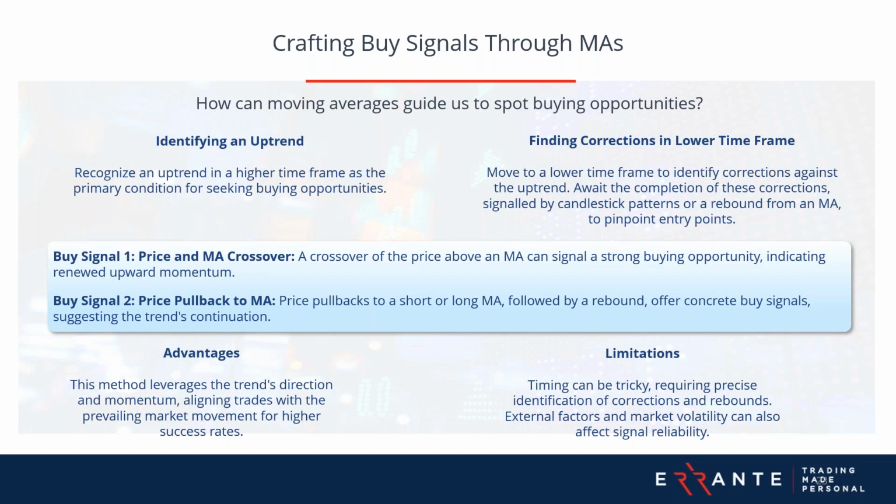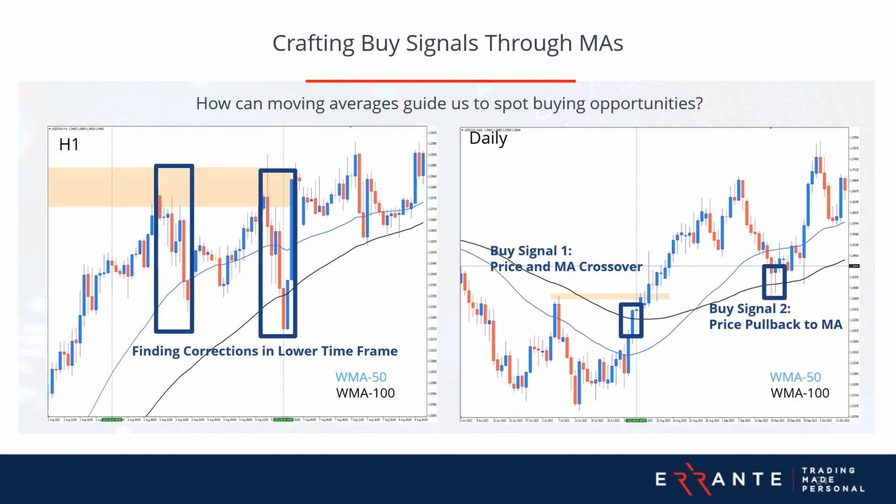So the process begins with identifying an uptrend in a higher time frame, establishing a backdrop for potential buying opportunities. This step ensures that we are aligning our trades with the market's general momentum, a strategy that typically enhances the probability of success. Once an uptrend is confirmed, the next step involves zooming into a lower time frame to spot corrections that move against this uptrend.